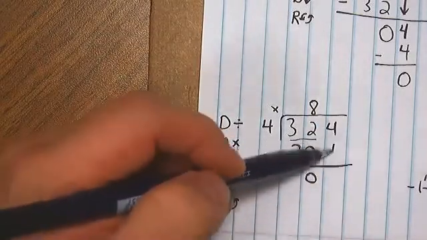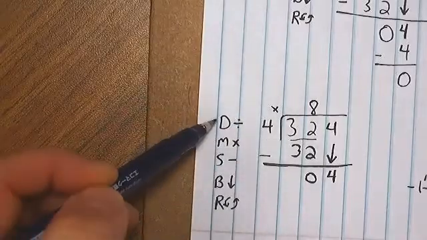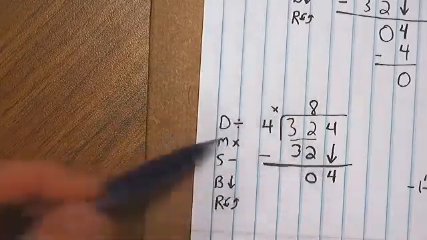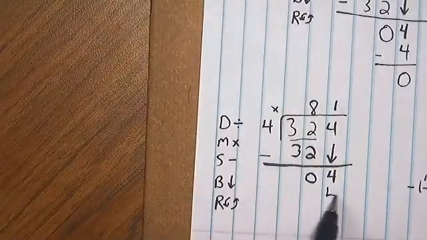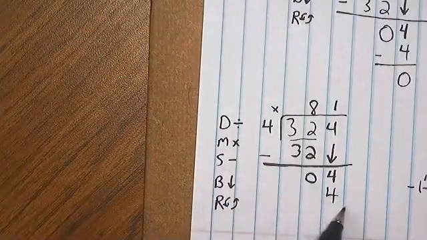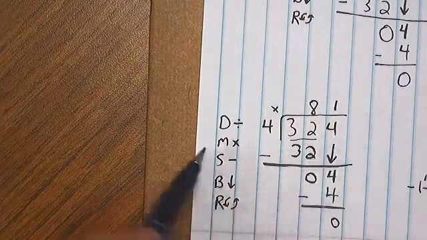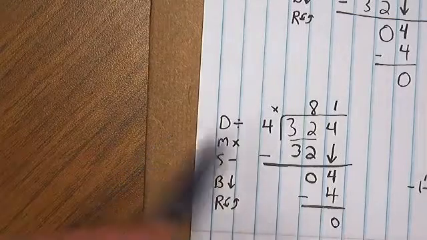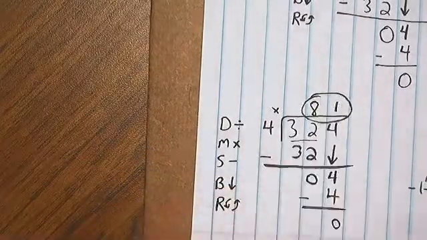Then I can bring down my next digit, which is a 4. Then I need to repeat. Divide again. How many times will 4 go into 4? Well, 1 time. 4 times 1 is 4. Now I can subtract. 4 minus 4 is 0. There's nothing else to bring down, and there's no need to repeat because there's nothing else to do, and there's no remainder. Therefore, my quotient, again, is 81.